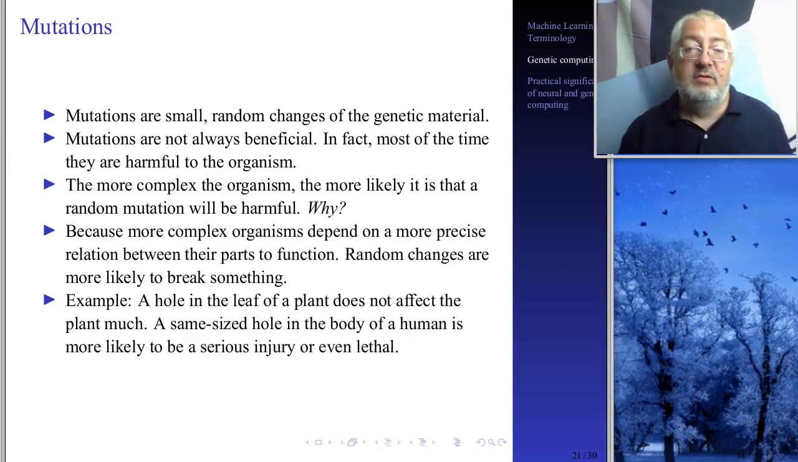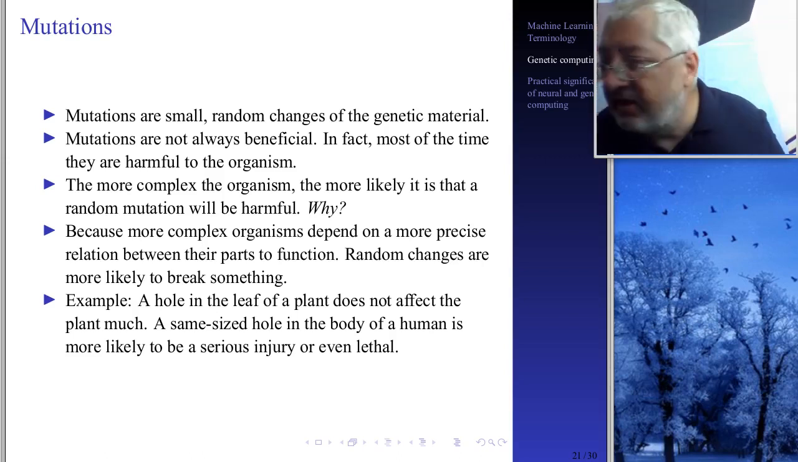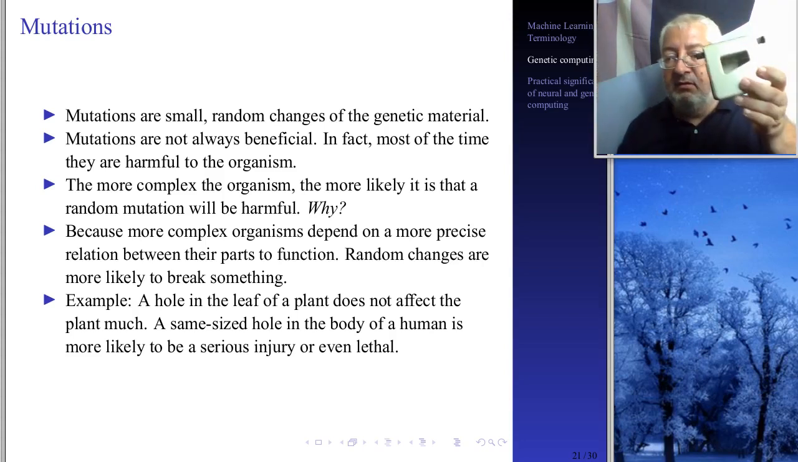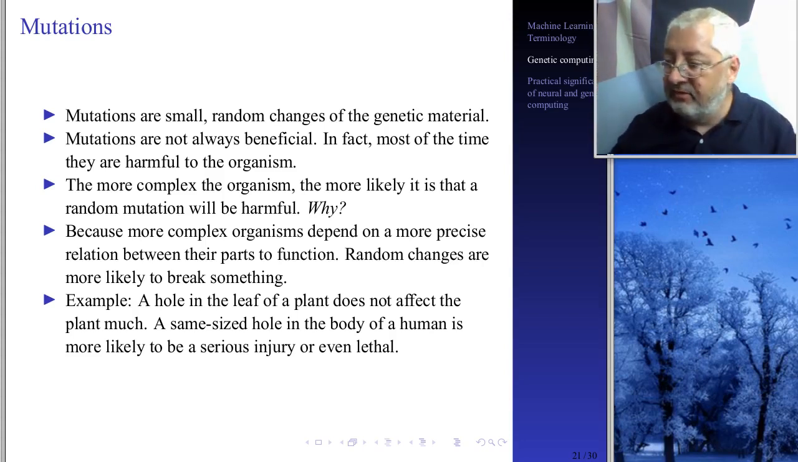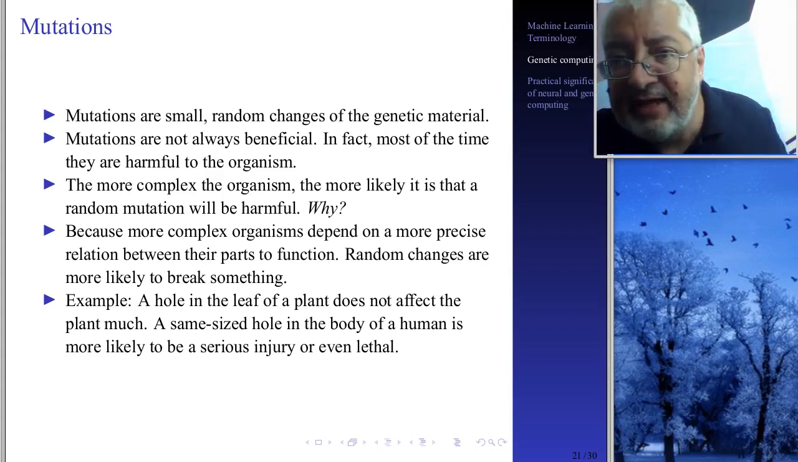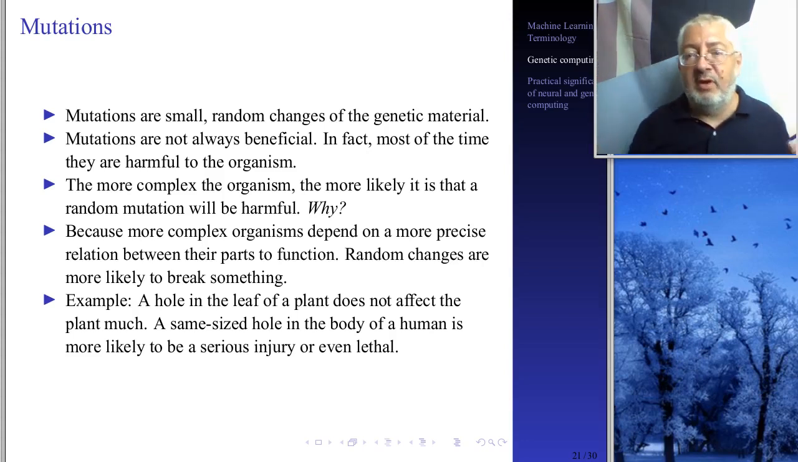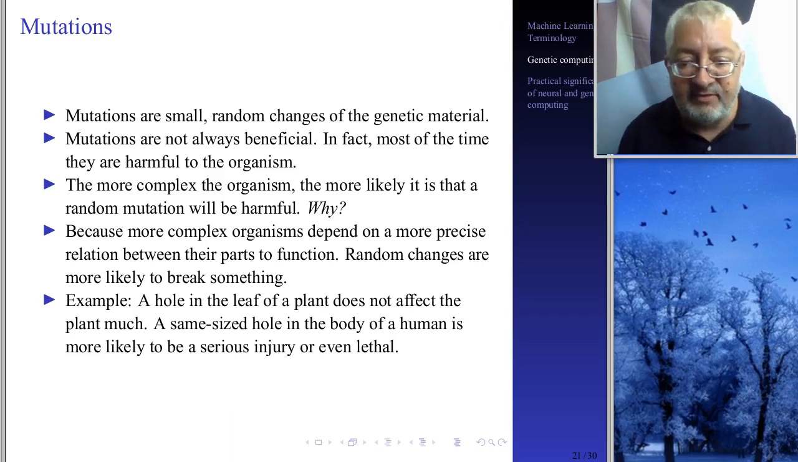So take an example of making a hole in the leaf of a plant, right? Let's say the mutation causes a hole to appear. A hole in the leaf of a plant does not affect the plant much. You can take an instrument like this here, go to your favorite plant and start making holes into its leaves. The plant will not die. The plant will probably perfectly well survive with a few holes in its leaves.